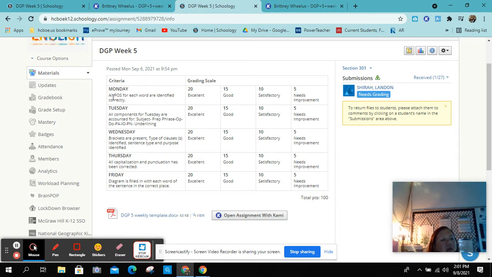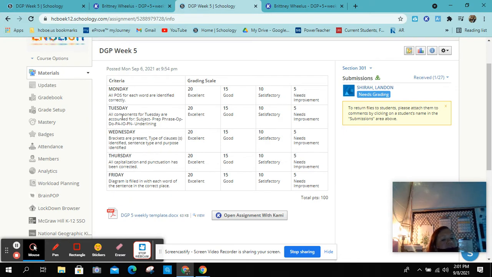On Monday, you are responsible to have all parts of speech for each word identified correctly. If you have all of it done correctly, you will receive 20 points. If you have 3/4 of it done, you will receive 15 points. If you have half done, it's 10. And if you have a fourth done, it is 5 points.